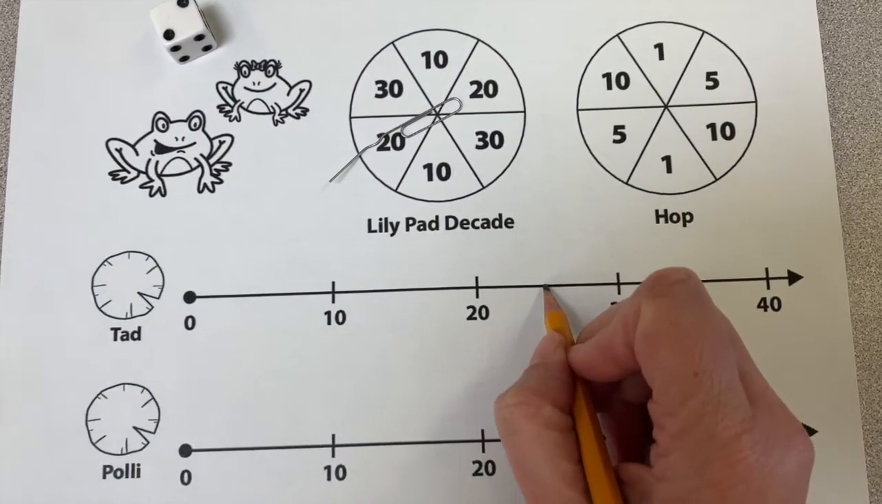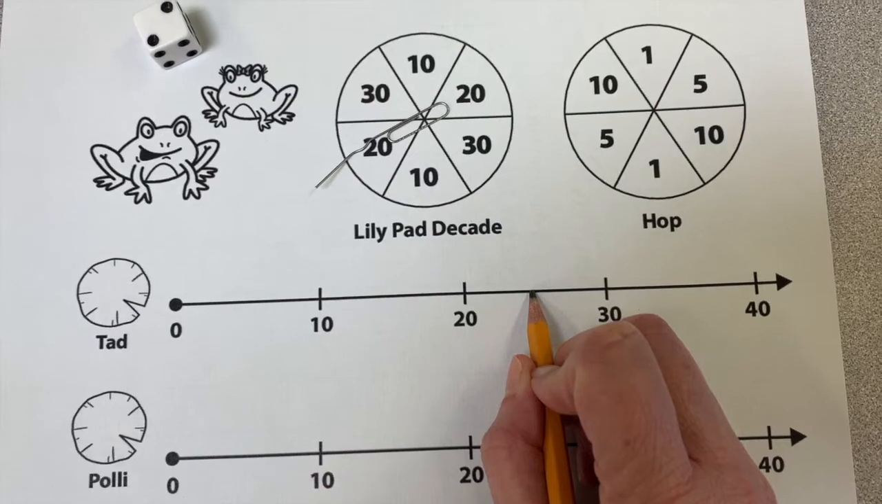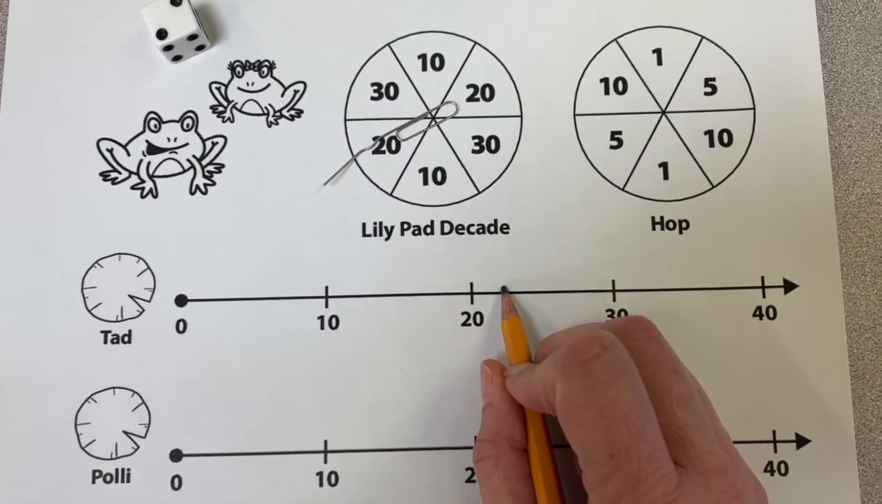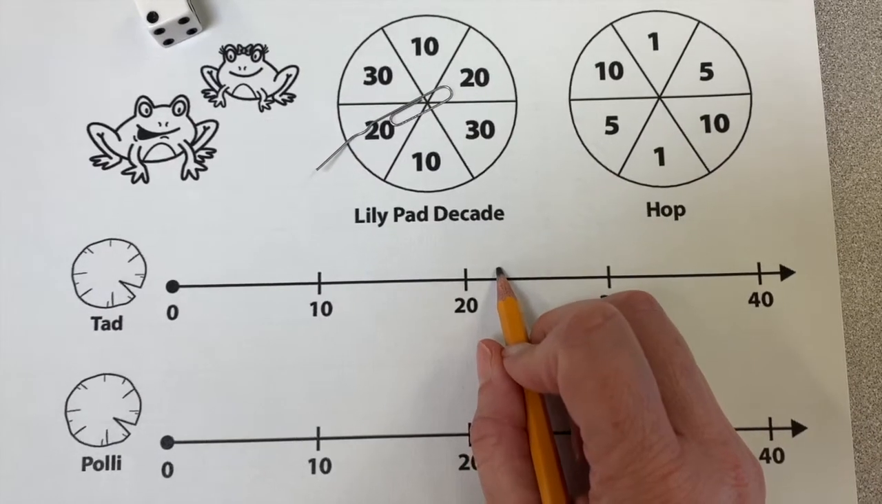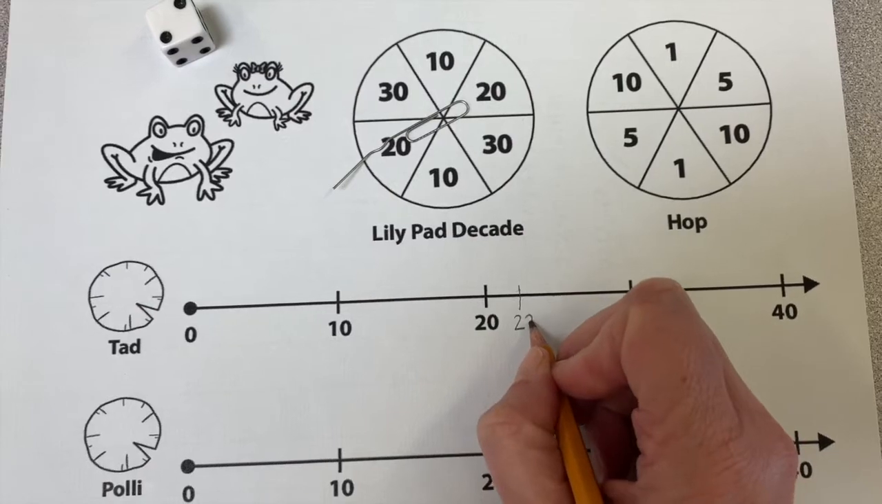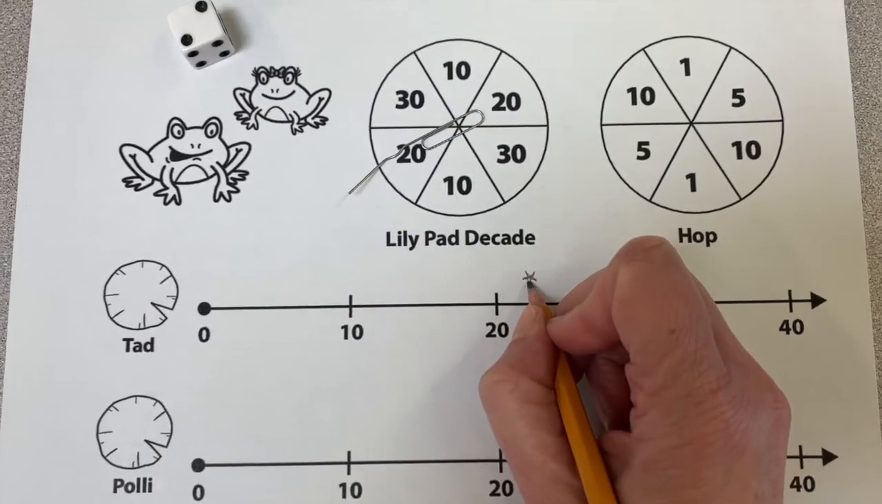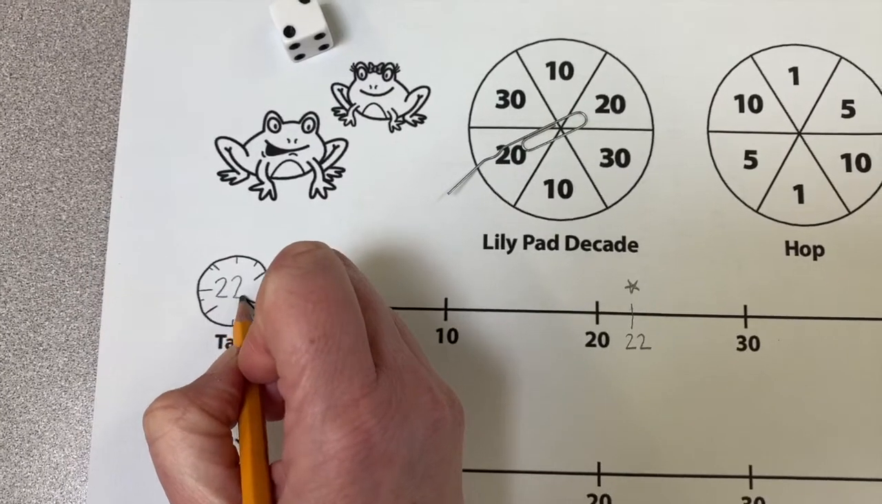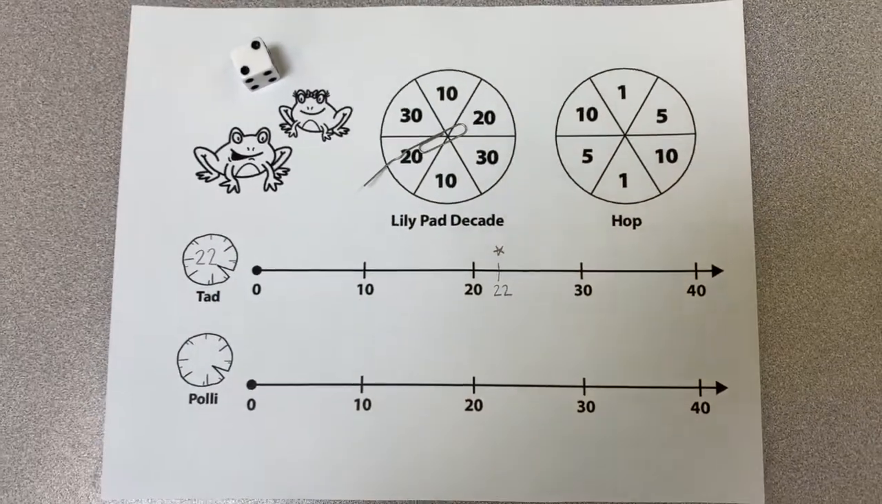We know that 25 is right in the middle of 20 and 30. And so 22 is going to be a little bit less than half of that, right around here. So you mark it so you know where you're going, and then you write the number 22 with a little star, and then write it right over here for the magical lily pad goal number. Then do the same thing for Polly.